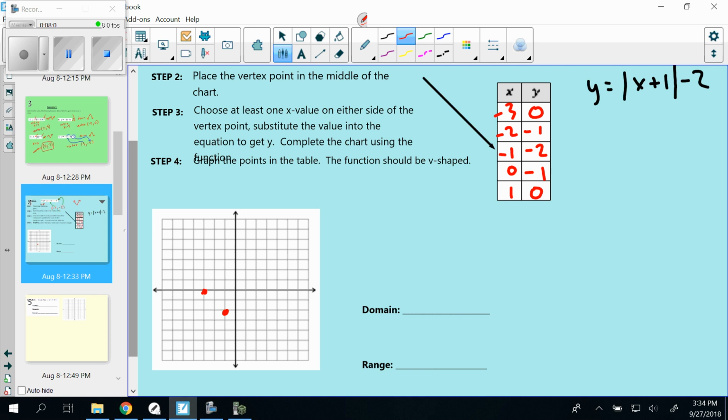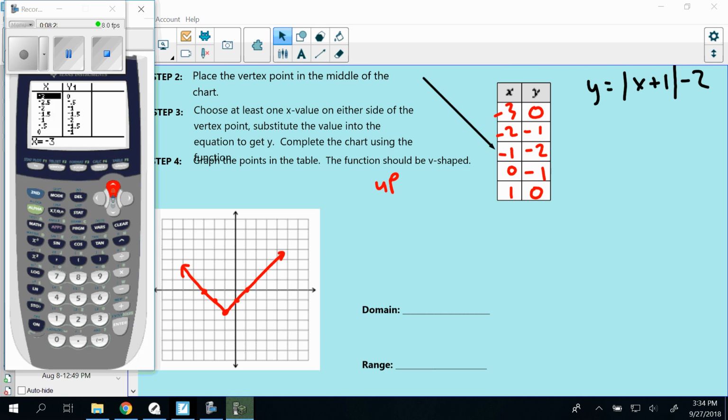-3, 0 is that point. -2, 1 is that point. -1, -2 is already on there. That was our vertex. 0, -1 is there. 1, 0 is here. It should continue in the same fashion this way and this way, and it's opening up like we said it should because there was a positive value. Now, that's one way to graph it.